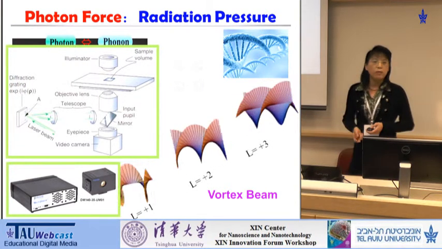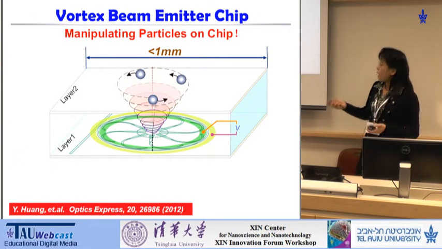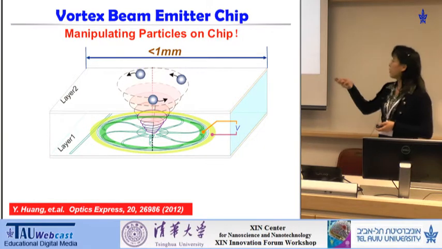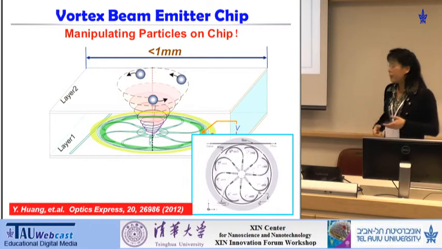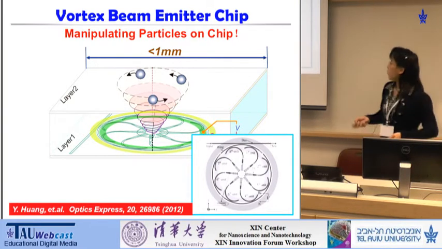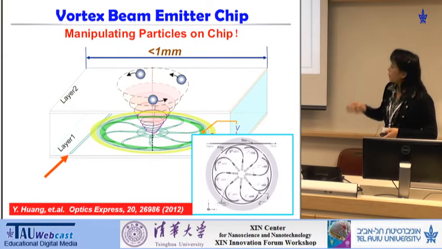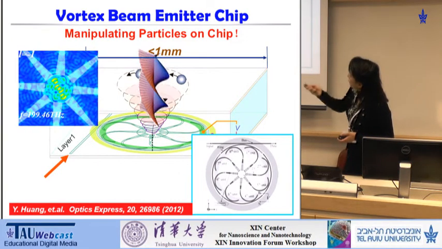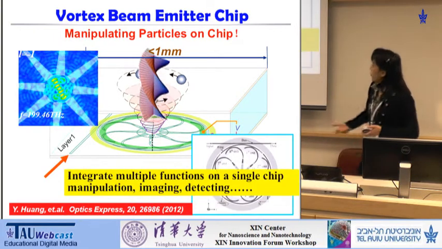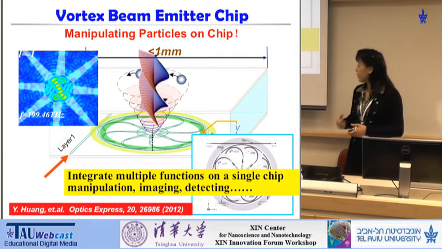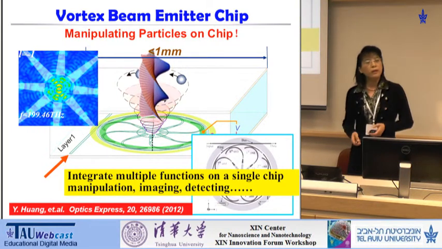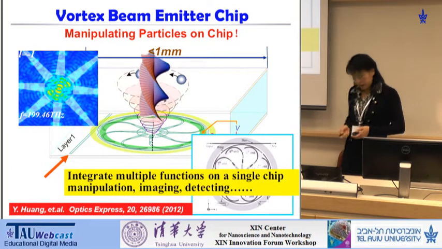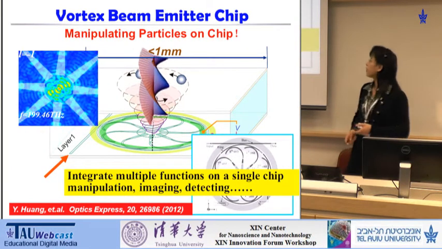So in our lab, we proposed and developed a kind of vortex beam emitter chip. The structure shown here is composed of gratings or nanowire curves, nanostructures. When we input light from this end, we can get a vortex beam in this vertical direction. Here are the simulation results. Based on this structure, we can realize integrated multi-functions on a single chip, such as manipulation, imaging, detecting, and so on. The fabrication and the measurement are underway now.